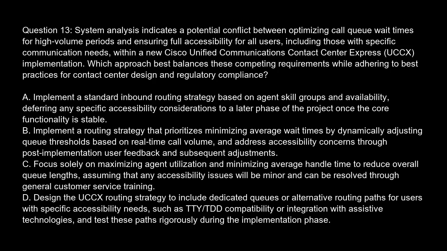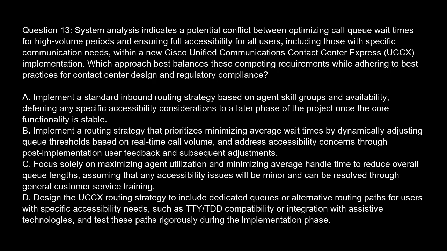Option A. Implement a standard inbound routing strategy based on agent skill groups and availability, deferring any specific accessibility considerations to a later phase of the project once the core functionality is stable. Option B. Implement a routing strategy that prioritizes minimizing average wait times by dynamically adjusting queue thresholds based on real-time call volume, and address accessibility concerns through post-implementation user feedback and subsequent adjustments.